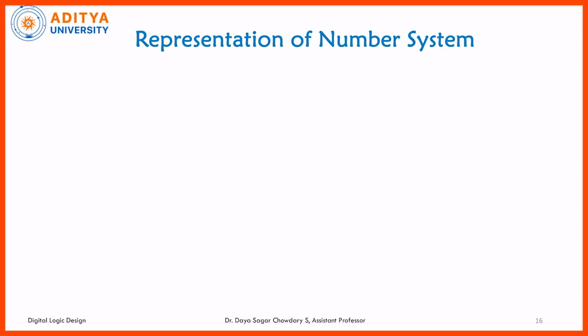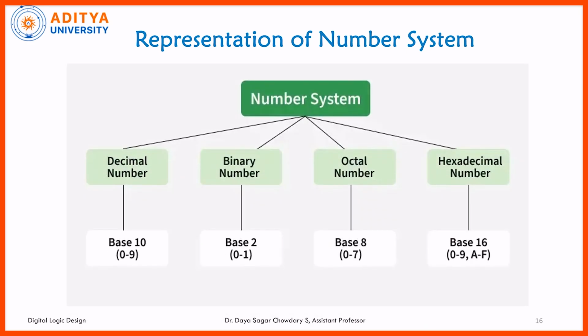So here is the representation of the number systems. This is a simple figure that contains the number systems. Basically, we follow the decimal number system. Decimal means 10, that means it contains the digits from 0 to 9. Also, there is the binary number system. Mostly we use the binary number system in computers. The binary number system contains 2 digits, either 0 or 1, and the radix is 2.